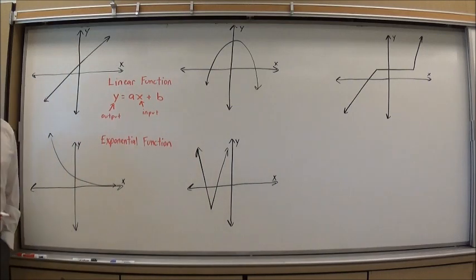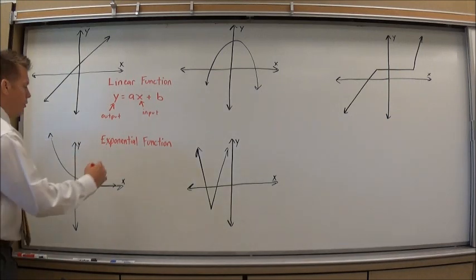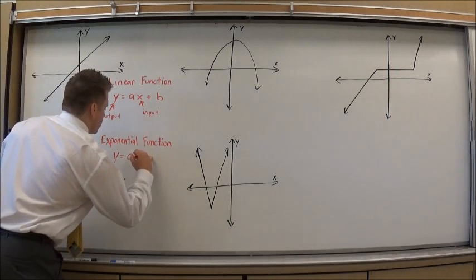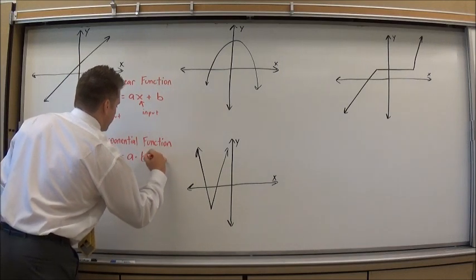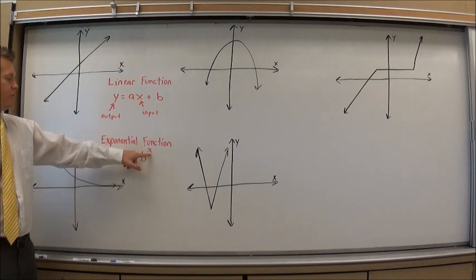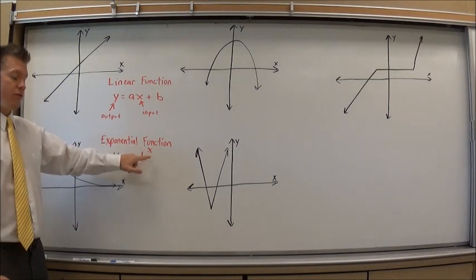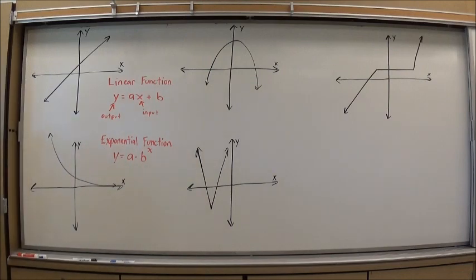And exponential functions happen when you have an exponent, hence exponential. So its equation would look more like this. A times b to the x. Your variable x, your input, is actually an exponent. So when you choose values like 1, 2, 3, 4, you're choosing exponents and plugging them into the function.